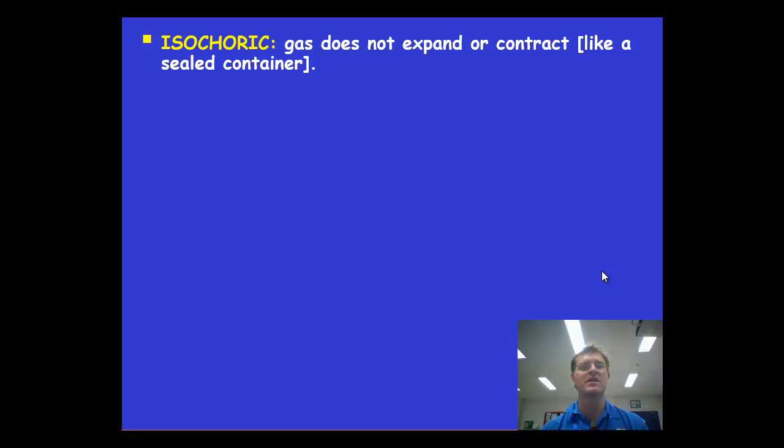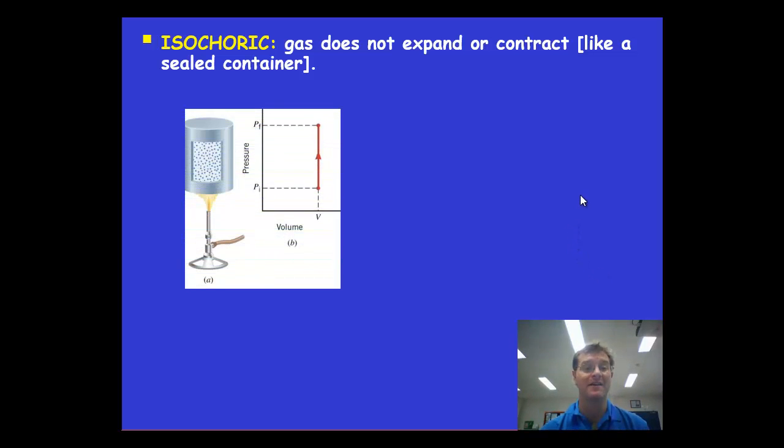Isochoric: this is when gas does not expand or contract, so it's in like a sealed container. In this case my sealed container can get heated up, and by heating up there's a pressure change, but there's no volume change. That pressure change is obviously related to the change in temperature.